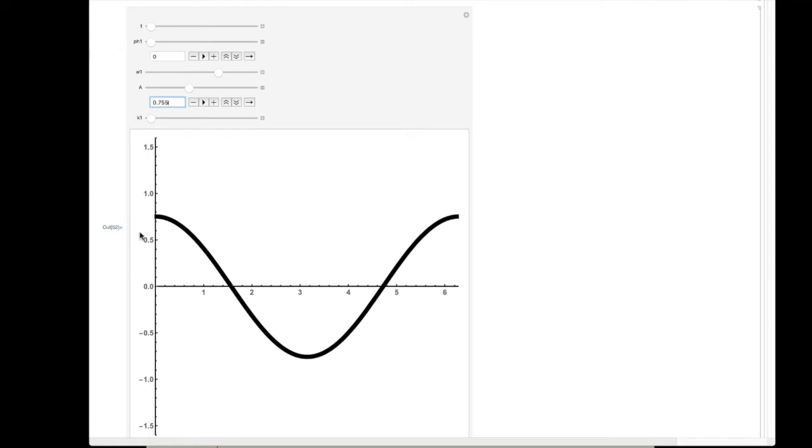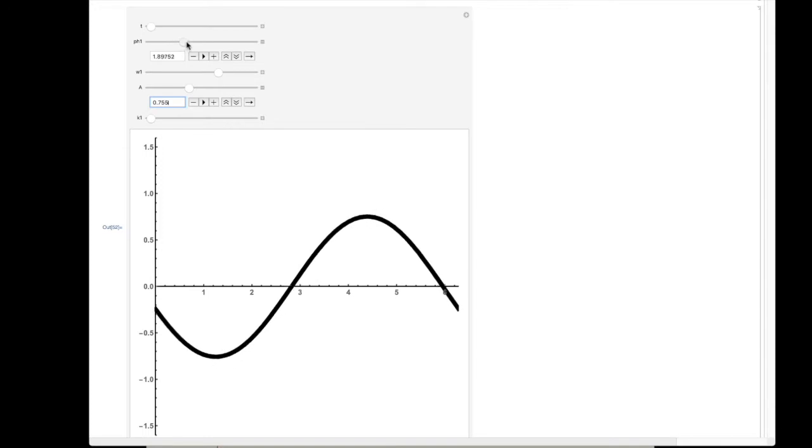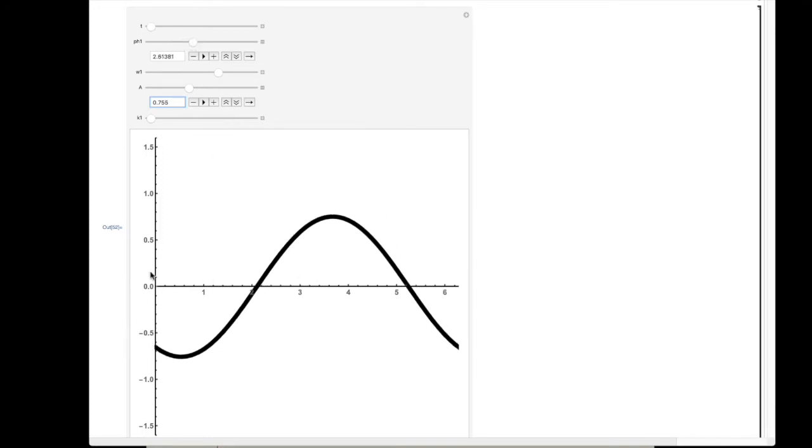So right now phi is 0, and if I increase phi slowly, the only thing that happens is that the entire wave just shifts a little bit. So what is going on at t equals 0? In this case, at t equals 0, it looks like it's starting going a little bit down before it turns around and comes back up.